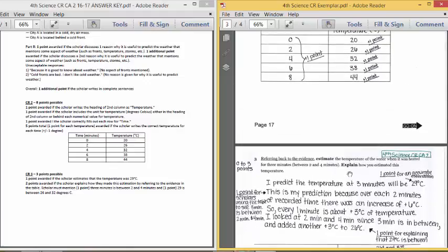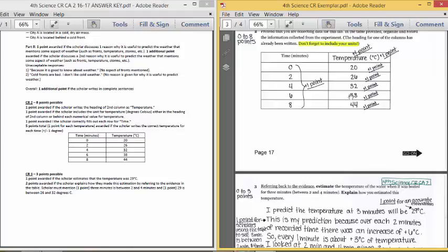Another way they might explain is they might actually go back to the table and they may just actually show how much would be right in between these two temperatures in order to estimate 29 degrees.